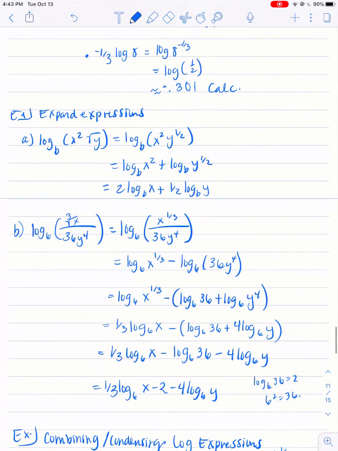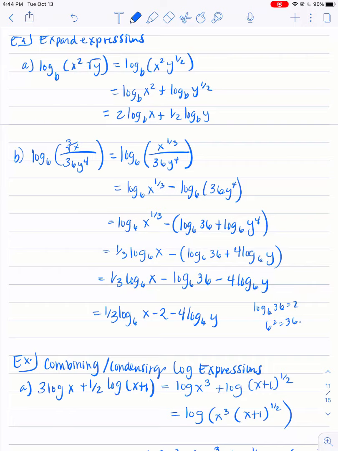And then I have negative 1/3 log 8, which equals log of 8 to the negative 1/3, because I move the negative 1/3 to the exponent of the 8. That's our power rule. So I have log of 8 to the negative 1/3, which is log of 1/2, which is approximately negative 0.301 on the calculator.